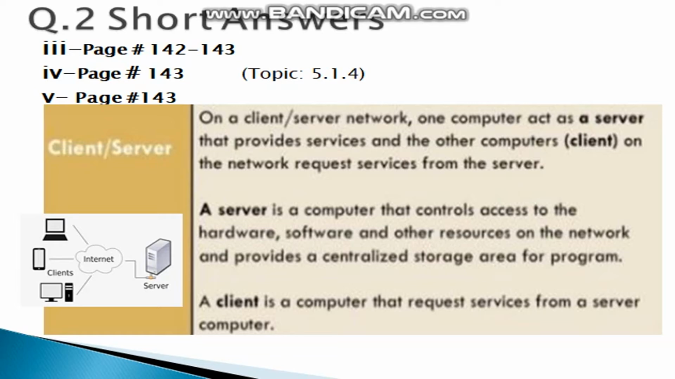The fourth question is define network architecture and the answer is on page number 143 heading 5.1.4. You have to write the complete paragraph under the heading network architecture, and you can also mention just the names of the network architecture like client server, peer-to-peer and point-to-point network. No need to describe these types of network architecture because it is a short answer.